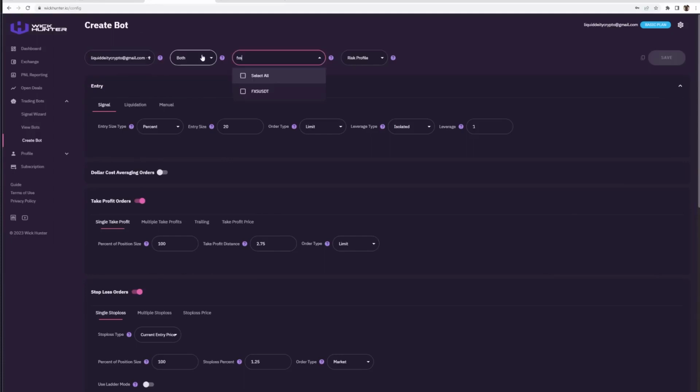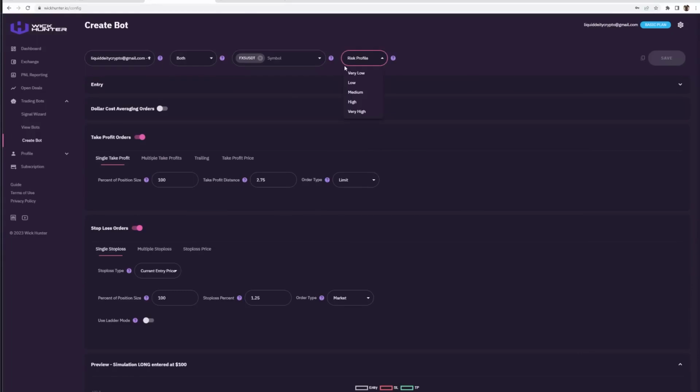The side that I'm trading is both long and short, and the symbol that I'm trading is FXS. Now I can categorize this into any risk profile that I want. If I've traded this a lot and I'm really confident in the strategy, then I would select very low. Since I have not traded this, I can select medium, high, or very high. Just for example, I'm going to put medium.